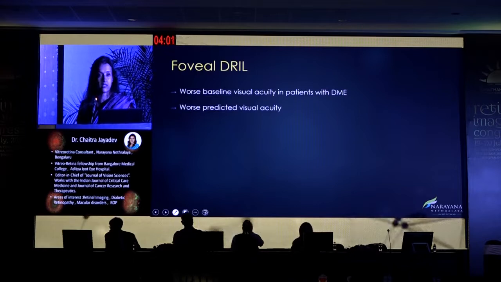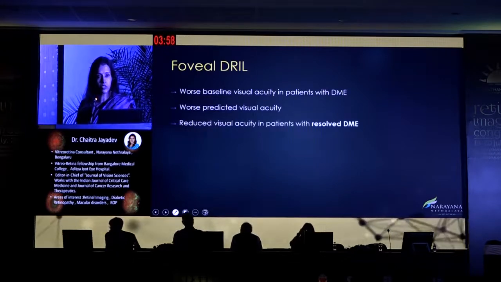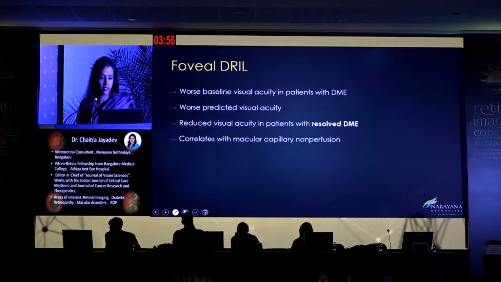It was first described in 2012 in an RO meeting where they said that it is an important parameter when we're looking at center involving macular edema. And then they did say that this is a marker even for those with resolved diabetic macular edema to prognosticate. So they said that those patients with edema and DRIL had poorer outcomes as against those with resolved edema and no DRIL. Going on to literature, just to summarize, foveal DRIL is associated with a worse baseline visual acuity in patients with DME, worse predicted visual acuity at the end of treatment itself, and reduced visual acuity even in those patients in which the edema is resolved.